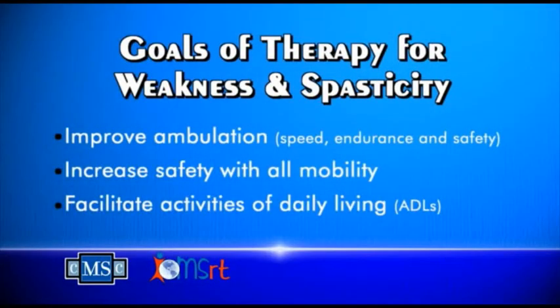When establishing goals for physical therapy to address the presence of weakness and spasticity, we are most often focused on ambulation. And when we're establishing goals for ambulation, we should be thinking about speed, predominantly to cross a street or parking lot successfully, as well as endurance and safety. Certainly we want to be concerned with safety for all mobility, even including bed mobility, sit-to-stand, and toilet transfers, and that takes us into facilitating activities of daily living for the patient.